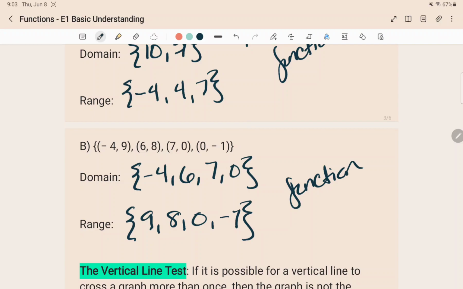We just learned that when one member of the domain is paired with two or more different members of the range, the correspondence is not a function. Let's extend that same logic to a graph. When a graph contains two or more different points with the same first coordinate, the graph cannot represent a function.